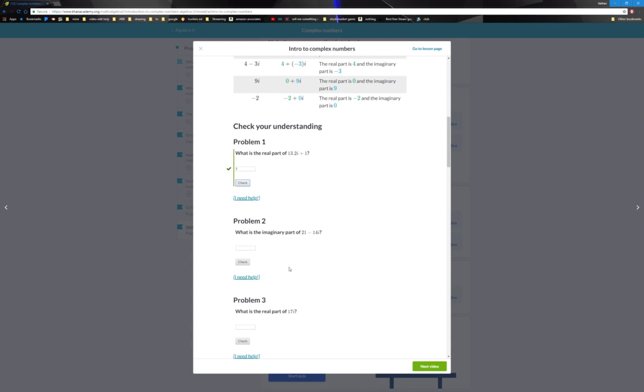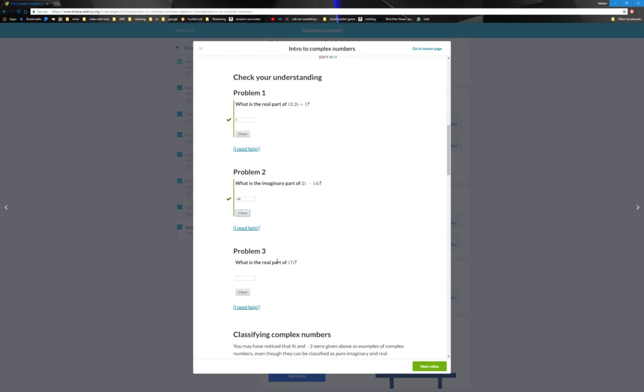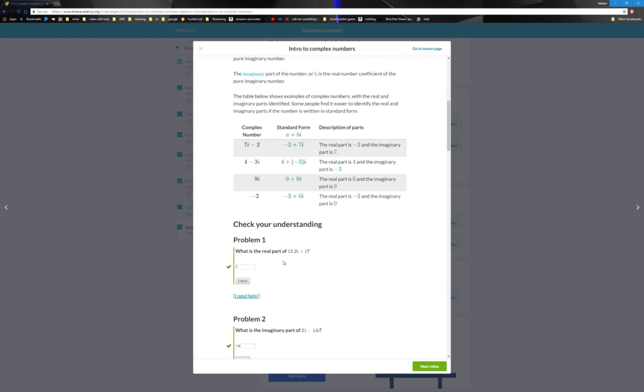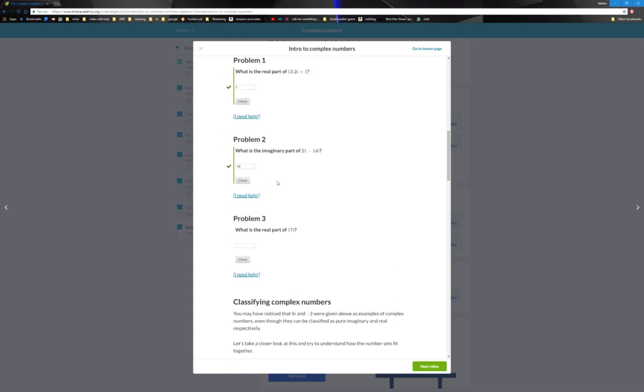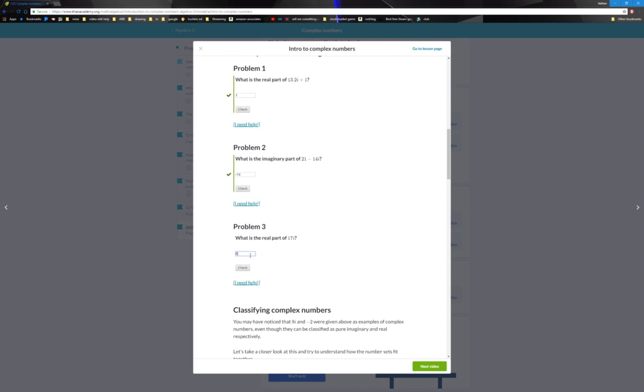Now, what's the imaginary part of 21 minus 14i? Well, to put this in standard form, we'd make this a plus sign and add a negative sign in front of the 14. That way, we'd know that negative 14 is the imaginary part because it's the one connected to the i, so it'd be negative 14. What is the real part of 17i? Well, if you see up here, 9i, you just add a 0 in front, 0 plus 9i. So this would be 0 plus 17i. And since 0 is the part without the i, it's the real part of the number.